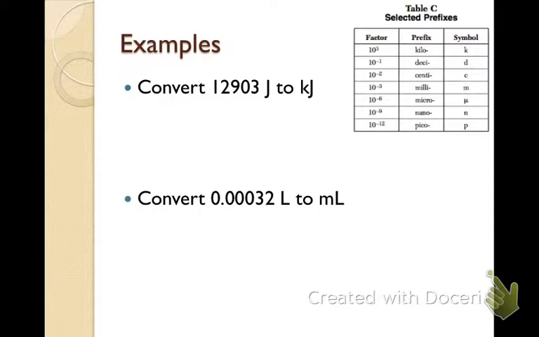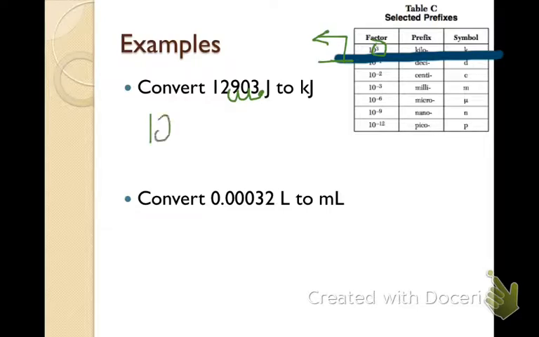Alright, so one example is to convert 12,903 joules to kilojoules. So let's use a few different methods here. So we know joules is the base unit. We found that on Table D. That's the base unit right there. And I'm going from joules, the base unit, up to kilojoules. So I'm going to move the decimal point over to the left however many times that exponent tells me to go. Alright? So if this is where my decimal point is, I'm going to move over 3 spots, 1, 2, 3, to get to kilojoules.